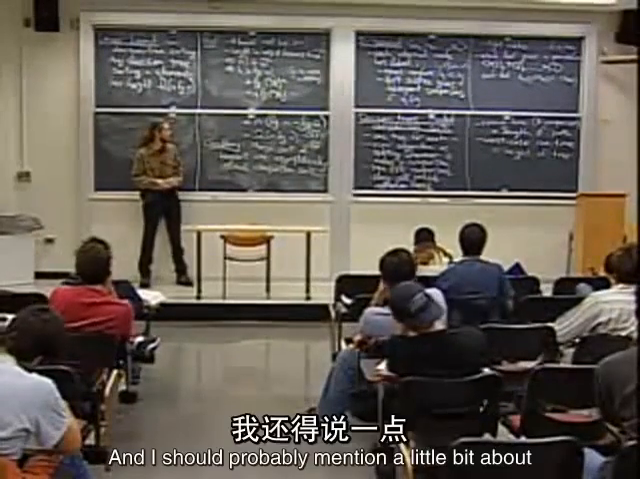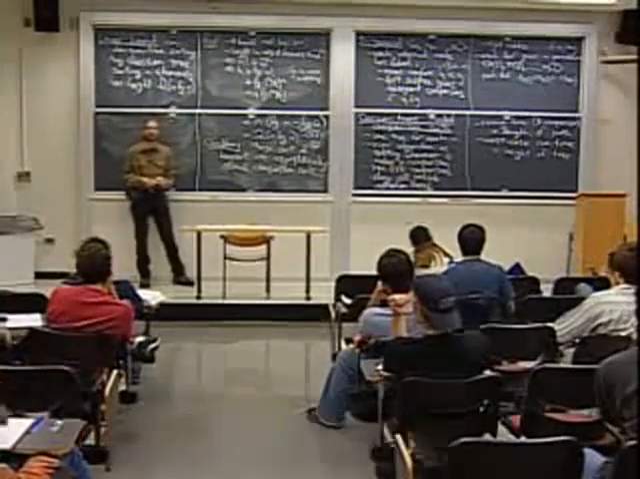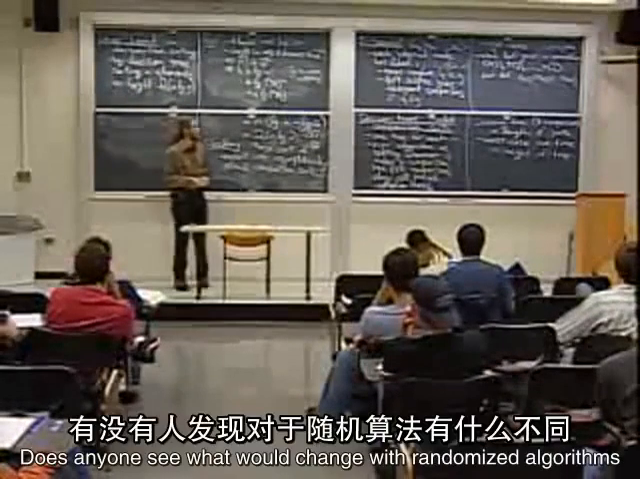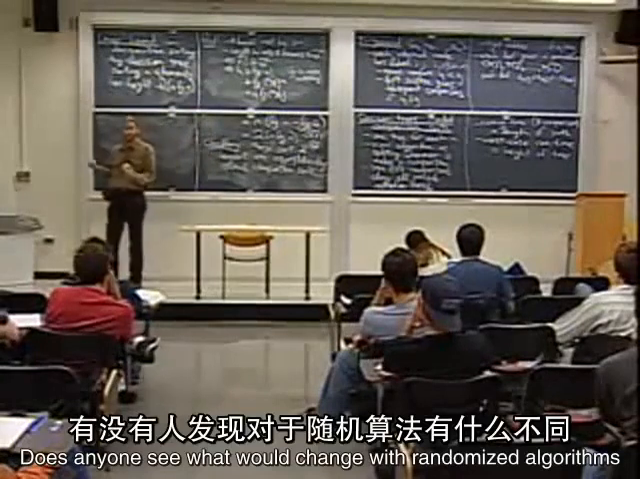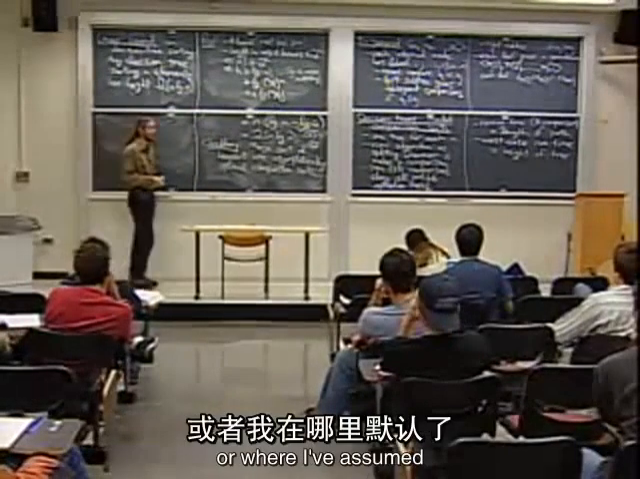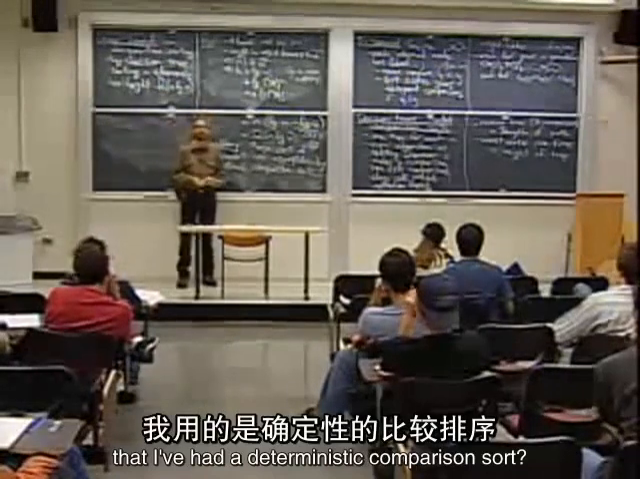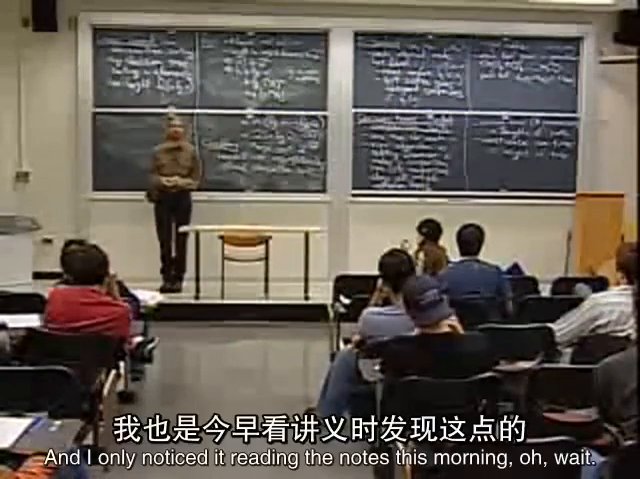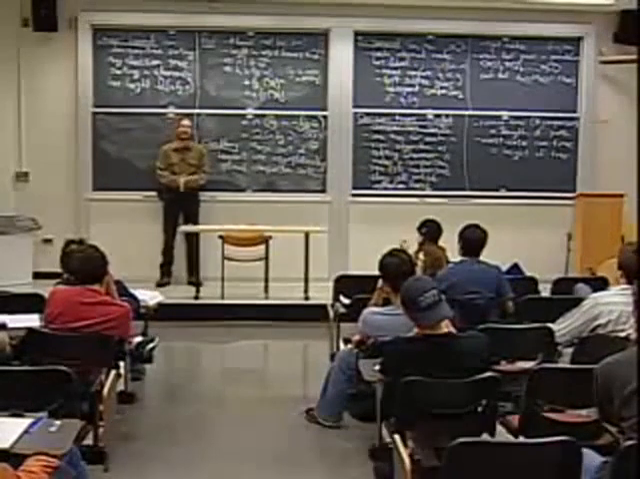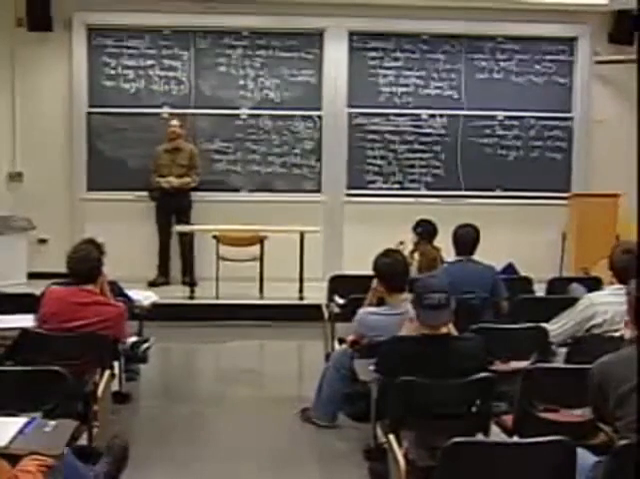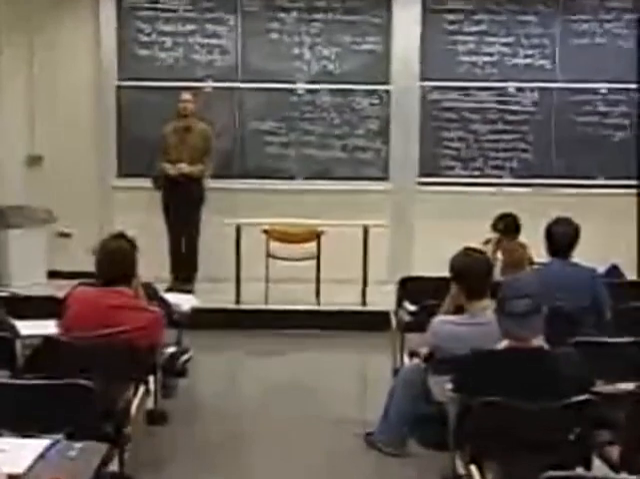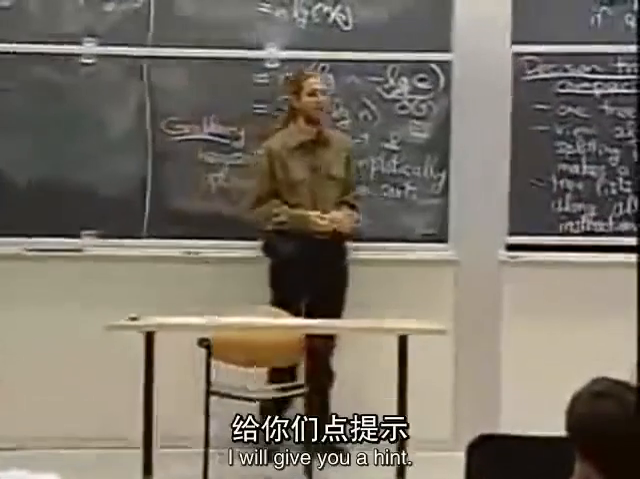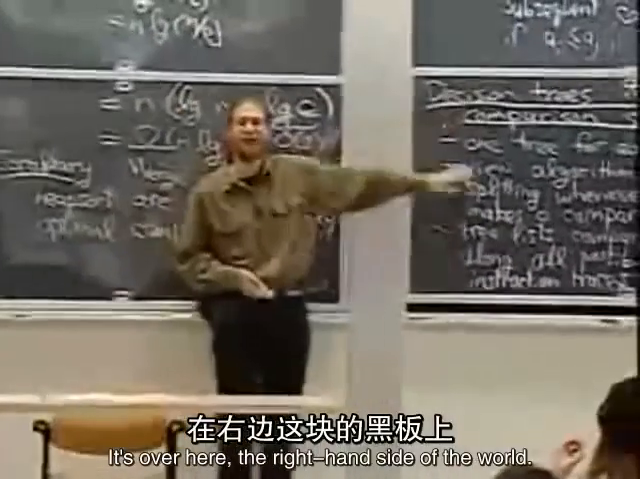And I should probably mention a little bit what happens with randomized algorithms. What I've described here really only applies in some sense to deterministic algorithms. Does anyone see what would change with randomized algorithms, or where I've assumed that I have a deterministic comparison sort? This is a bit subtle, and I only noticed it reading the notes this morning. I'll give you a hint. It's over here, the right-hand side of the world.